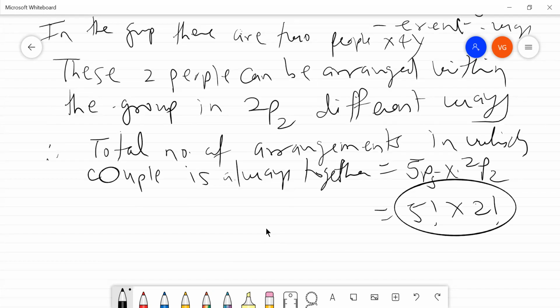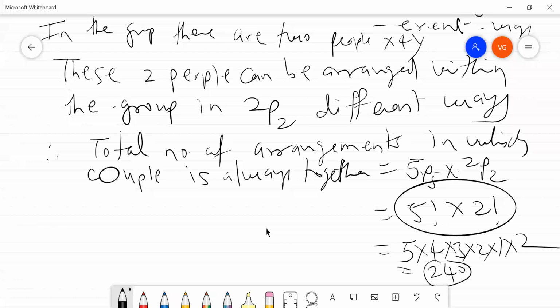So I think 5 factorial is how much? 120. 5 into 4 into 3 into 2 into 1. And what is 2 factorial? It is 2. So you will get 240. So there will be 240 such arrangements. Okay. So the idea is what?